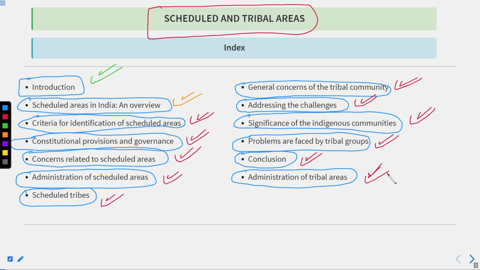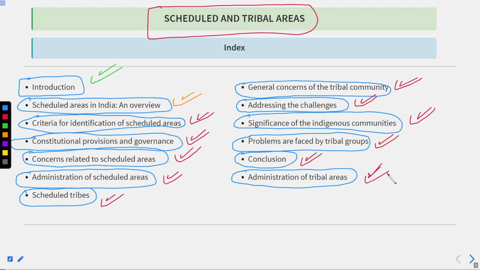So the first question is: which article of the Indian Constitution deals with the scheduled areas and provides the provisions for the scheduled areas? You are required to tell me the name of that particular article. To answer this, I will give you 30 seconds, and your time starts now. So you have 30 seconds to answer.